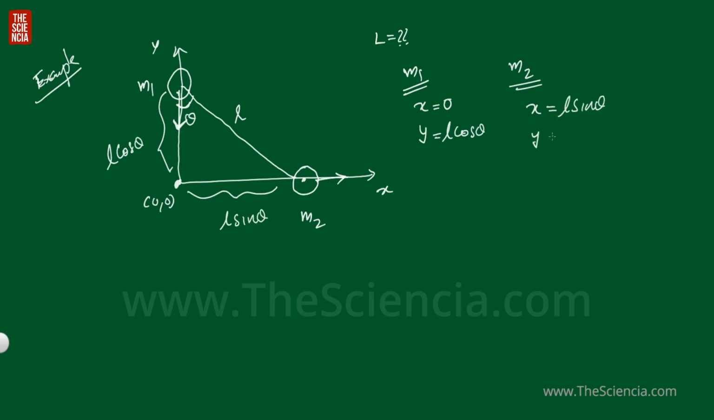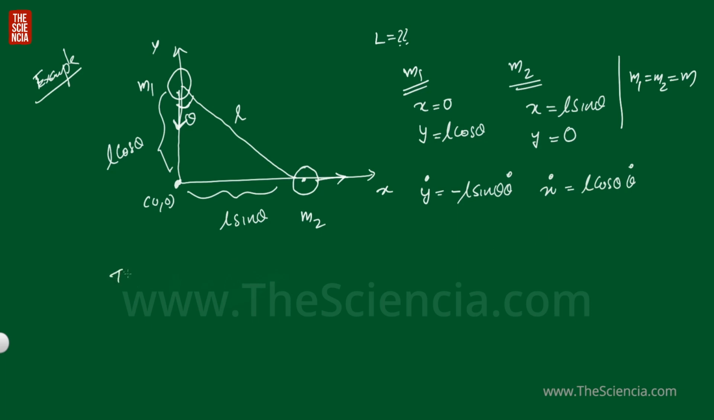Right? And what is y value? Y is equal to 0. It is on the x axis. Suppose I am considering these two masses m1 equal to m2 equal to m. Next we have to find out x dot, so here it is 0, and we have to find out y dot. So y dot is equal to minus L sine theta theta dot, and here x dot will be equal to L cos theta theta dot, and y dot is equal to 0.